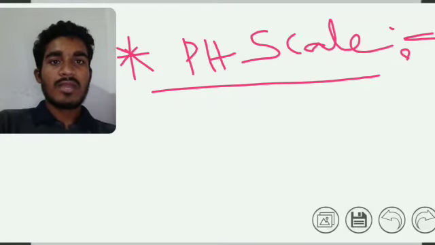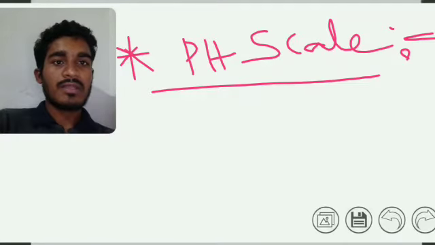So we all know about the pH scale, right? First, the introduction of the pH scale, and then we go to the importance of the pH scale. And what are the ranges of acids, bases and neutral particles. Okay, now we will discuss the pH scale.